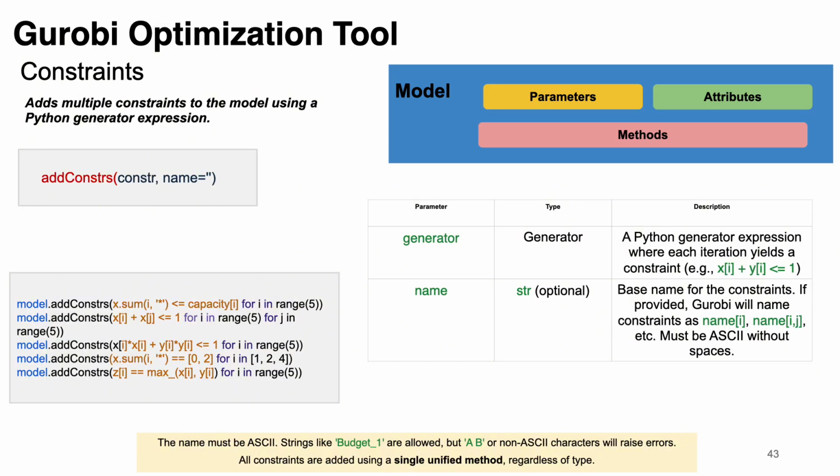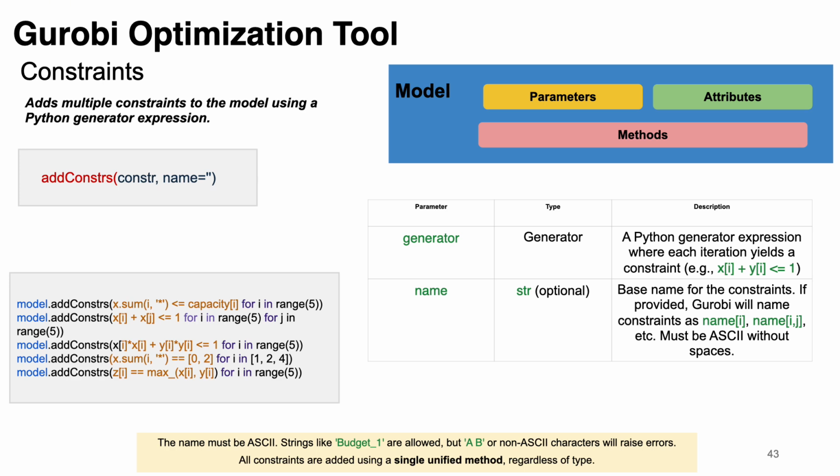Just as we used addVars to build arrays of decisions, we use the addConstrs method to build arrays of rules. This method leverages a Python generator expression. Instead of writing a standard for loop that calls addConstr multiple times, you write a single, elegant line. For example, the first code snippet says, model.addConstrs(sum of x is less than or equal to capacity[i] for i in range(5)).